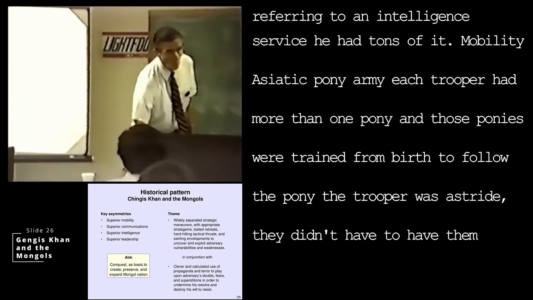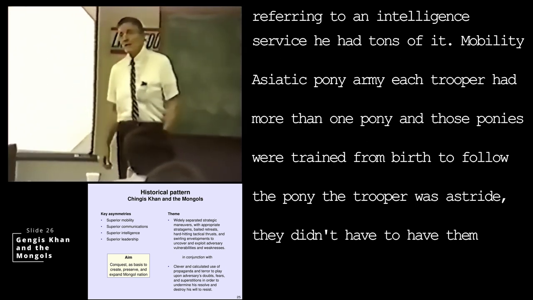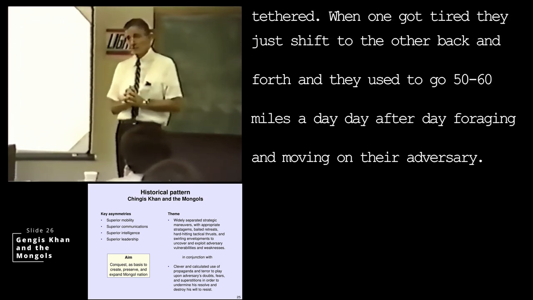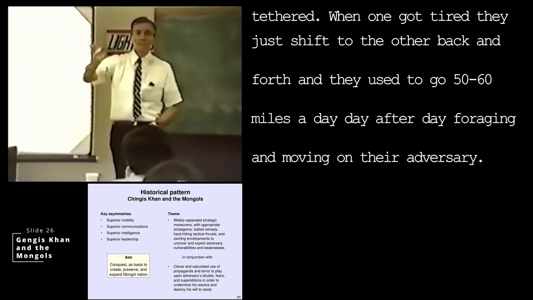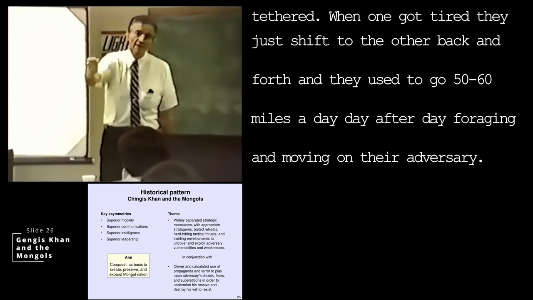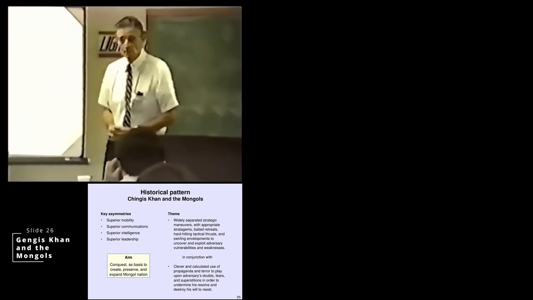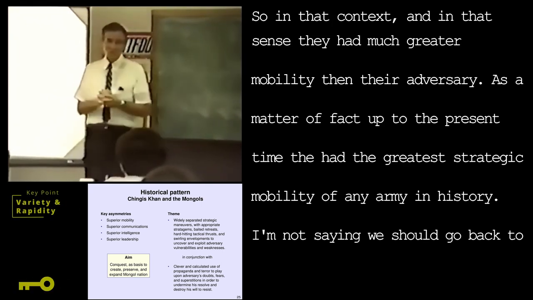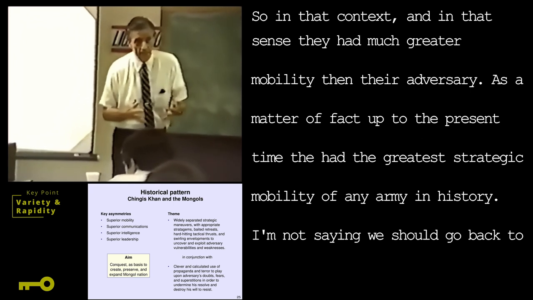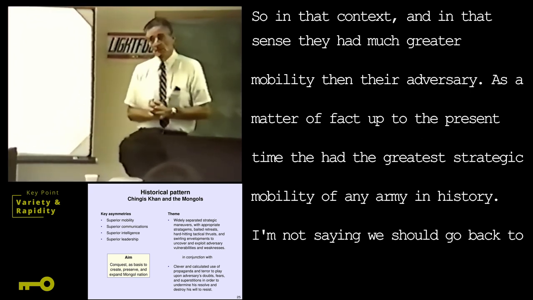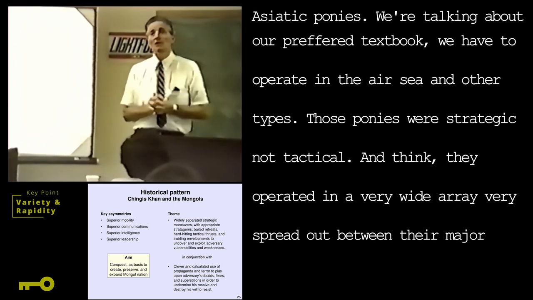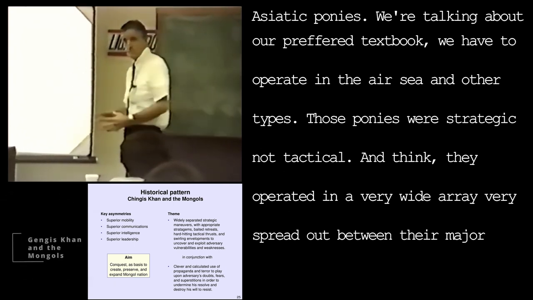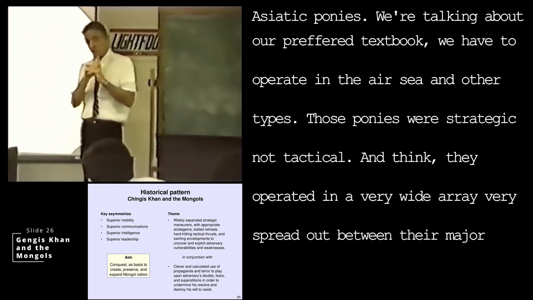Each trooper had more than one pony. And those ponies were trained from birth to follow the pony the trooper was astride. They didn't have to be led. So if one got tired, they just shifted to another, back and forth. They could go 50 or 60 miles a day, day after day, foraging, moving on their adversary. So in that sense, they had much greater mobility than their adversary. As a matter of fact, up to the present time, they had greater strategic mobility than any army in history. I'm not saying we should go back to Asiatic ponies. I'm talking about a very broad sense, but we have to operate by air, sea, and other kinds, with only strategic kinds.